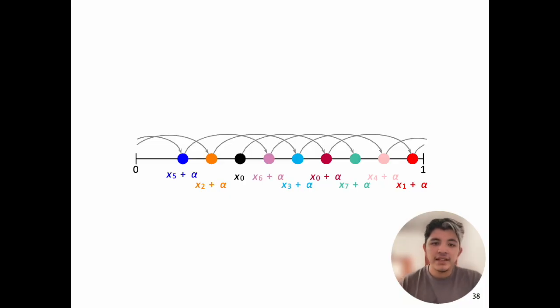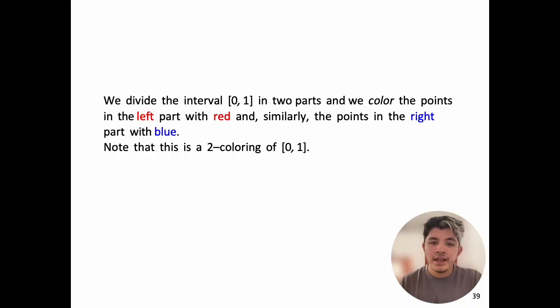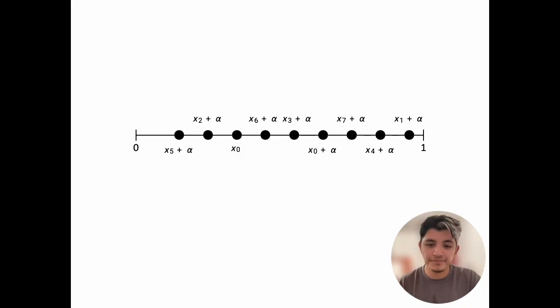Okay? Now, what we are going to do is the following. We are going to divide the interval [0, 1] in 2 equal parts, and we are going to color the points in the left part with red, and similarly the points in the right part with blue. Observe that this is a 2-coloring of the interval [0, 1].